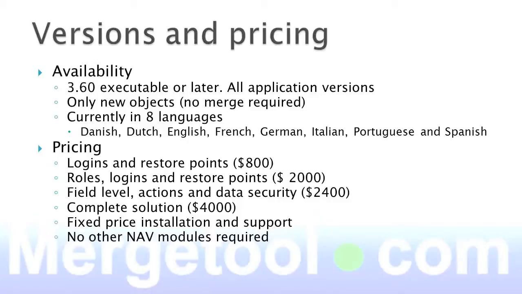There are 3 different setups that could be useful for it. You can use only the login and restore portion, and that's $800. If you also want to be able to record the roles and the login and restore points, it's $2,000. Field level security can be purchased by itself, and it's $2,400. If you decide to get the complete solution, both for roles, logins, restore points, and the field level security, you have to pay $4,000 for that one.